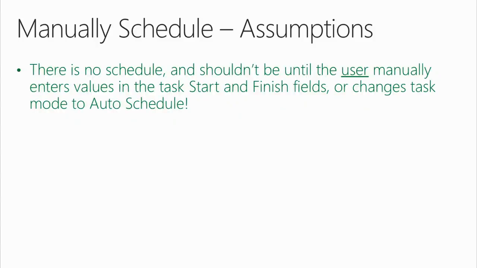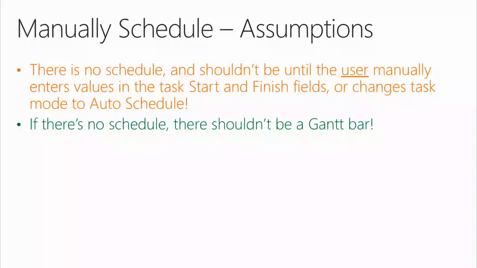There is no schedule. A new user would assume this. And there shouldn't be until the user manually enters values in the task start and finish fields, or changes task mode to auto-schedule. Here's another assumption. If there's no schedule, there shouldn't be a Gantt bar. Would you agree with that?